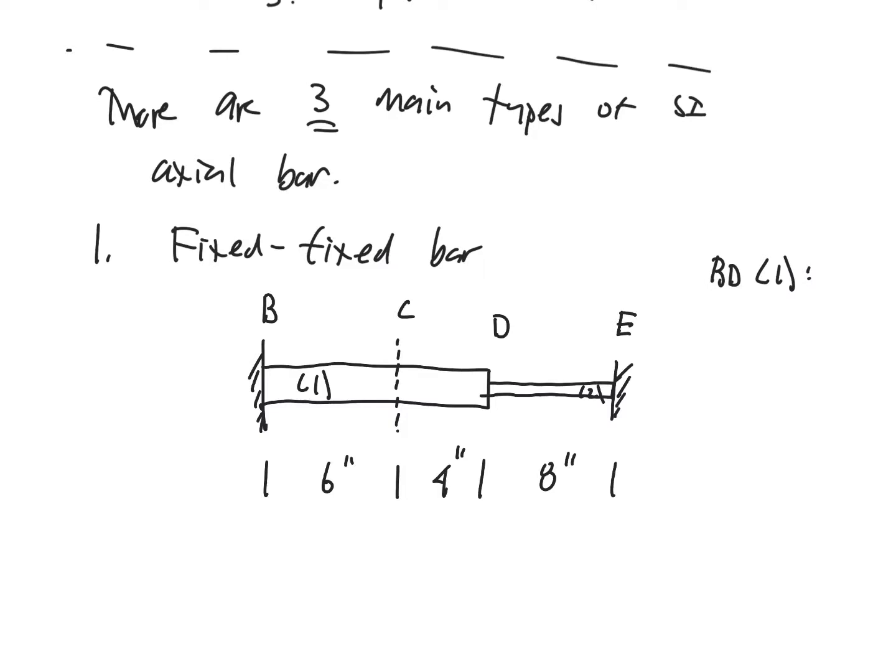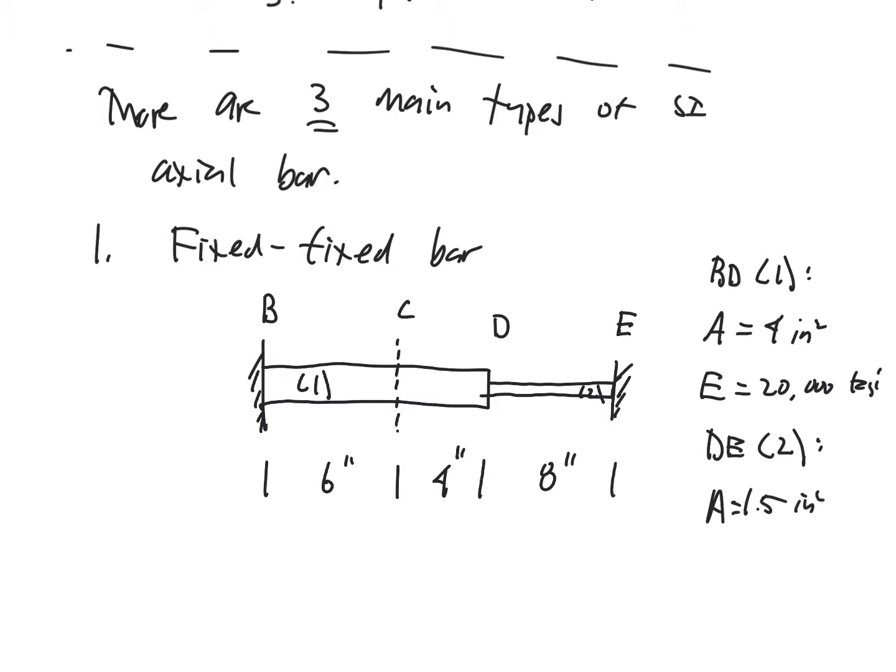It has two properties that we're interested in. The first is the area, and that's going to be 4 square inches. And then the modulus of elasticity is 20,000 KSI. Then D to E is going to be material number 2, and that has an area of 1.5 square inches. And then the modulus of elasticity is 10,000 KSI. So those are the properties, and then our loading, we're going to put two of them on here.